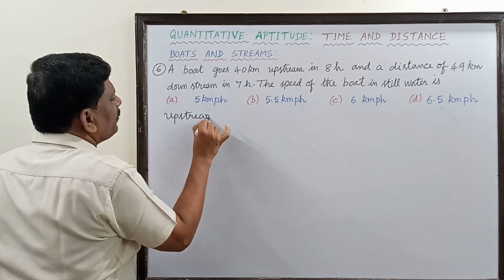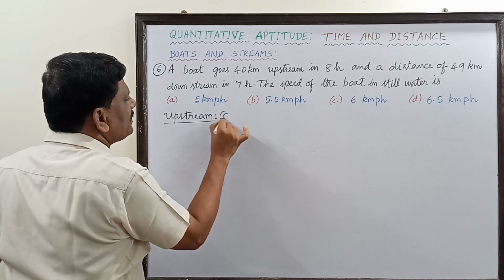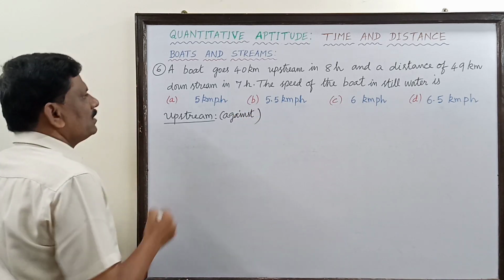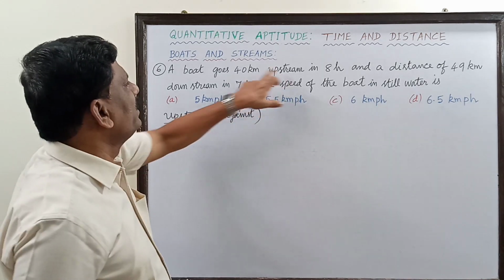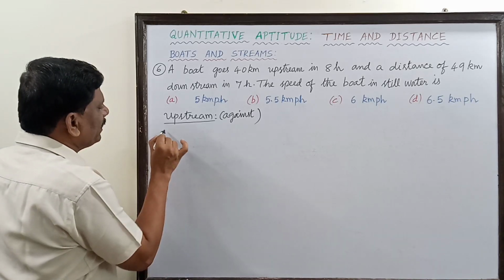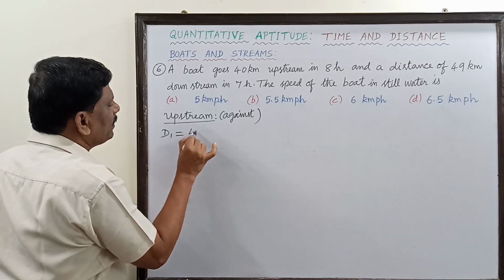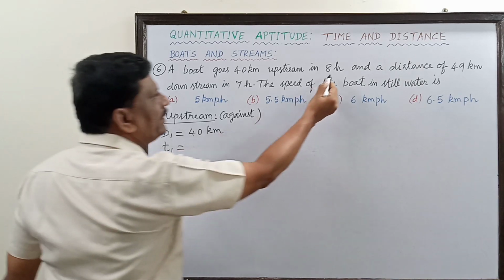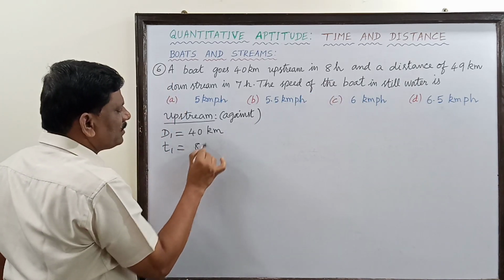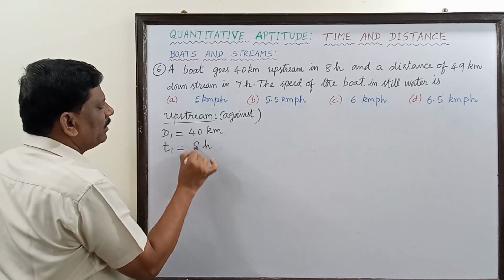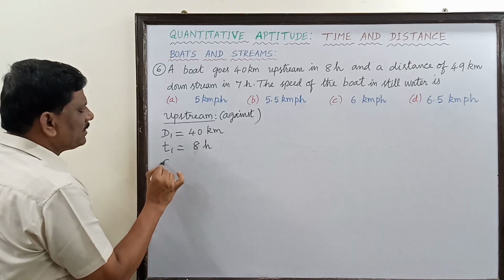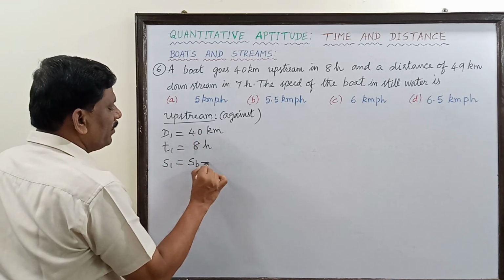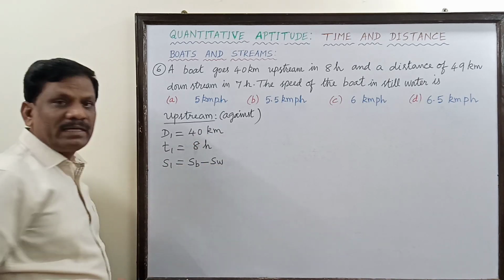So upstream means it is against the water, it is against the stream. For this, upstream, it is going how much distance? 40 kilometers. So distance d1 is equal to 40 kilometers and the time taken is equal to 8 hours. Then the relative speed S1 for upstream is the speed of the boat minus the speed of the water.